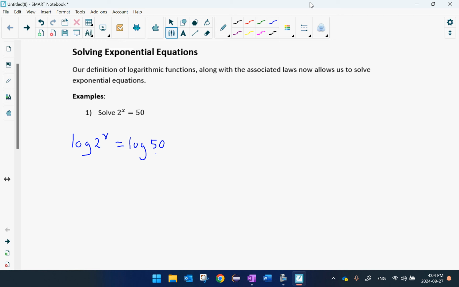I mean, log is a function, okay? When you take the log of something, you're only going to get one answer. So if the something that you're taking the log of is the same, then the log of the somethings will be the same. From there, we can just use our power rule, which means that the log of 2 to the power of x is really the same as just x log 2.